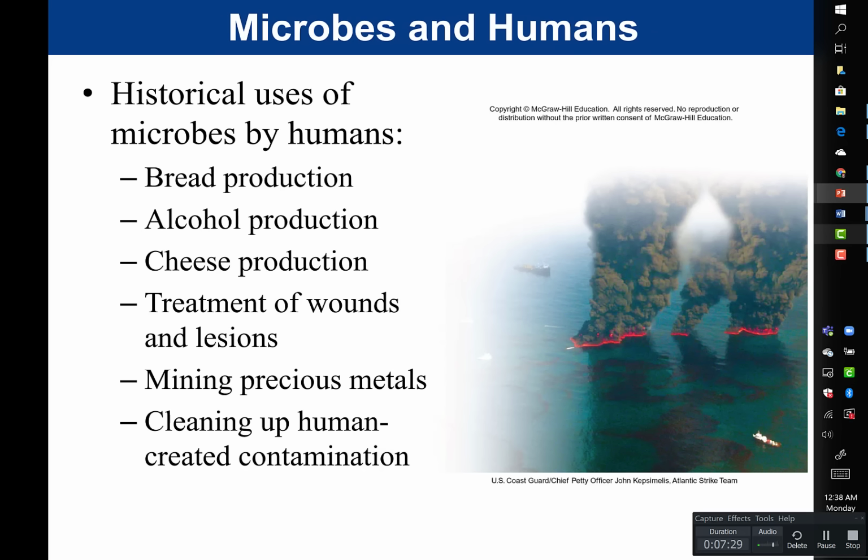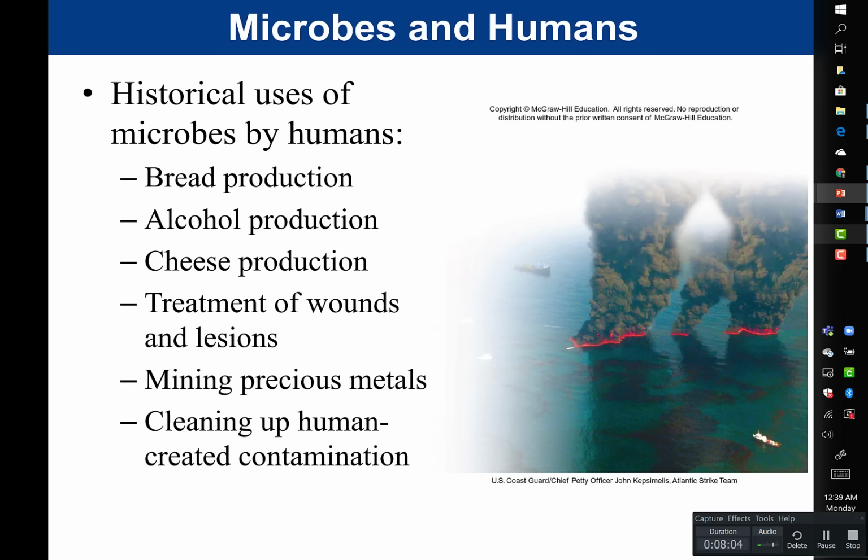So some historical uses of microbes by humans. We can use microbes to produce bread, alcohol, right? So remember I referred to Saccharomyces cerevisiae, baker's or brewer's yeast. They can do fermentation and they produce alcohol and carbon dioxide, which is why yeast is used in bread. It's used to help the dough rise. Microbes can be used to make cheese, for example, blue cheese, brie cheese, etc.